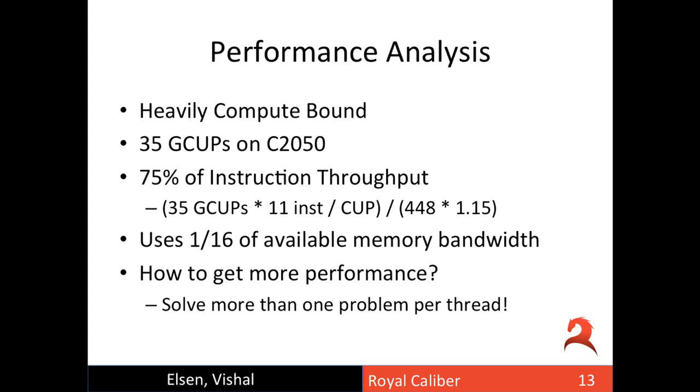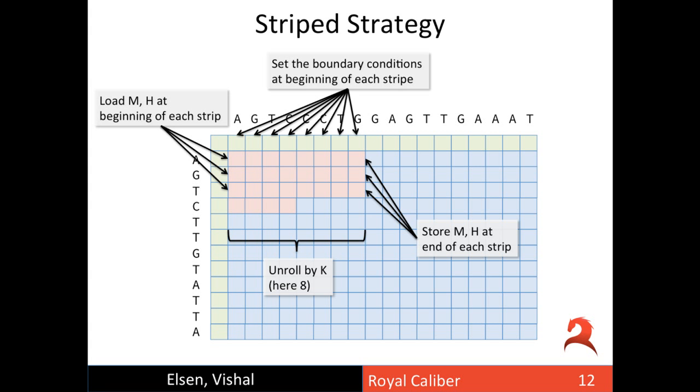On a C2050, which was the original target card, we get 35 GCups. So a cup is a cell update per second. So basically, when you're talking about Smith-Waterman and Needleman-Wunsch alignment problems, the general performance measurement is how many of these cells can you update per second. So that's what a cup is.